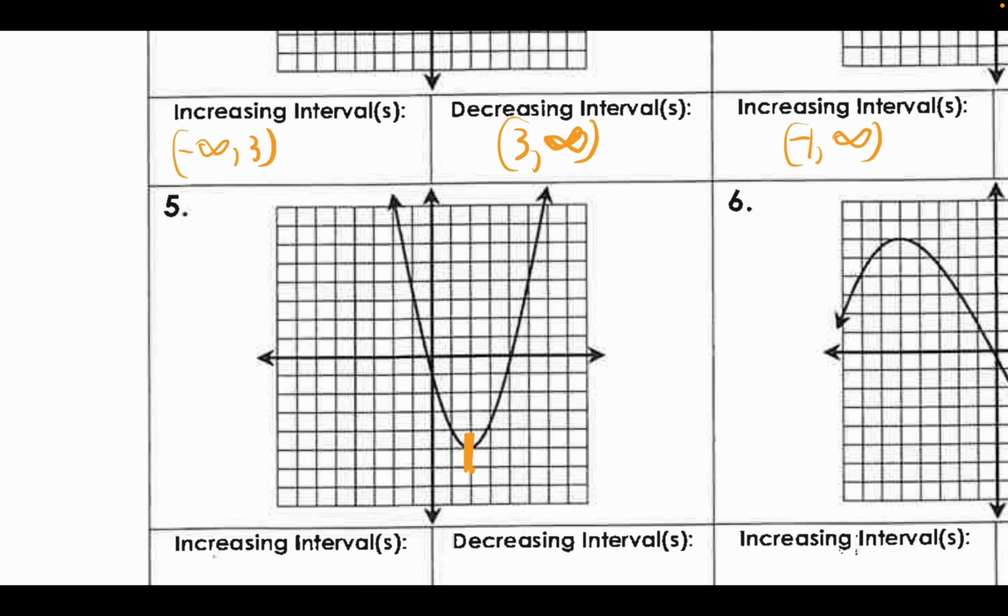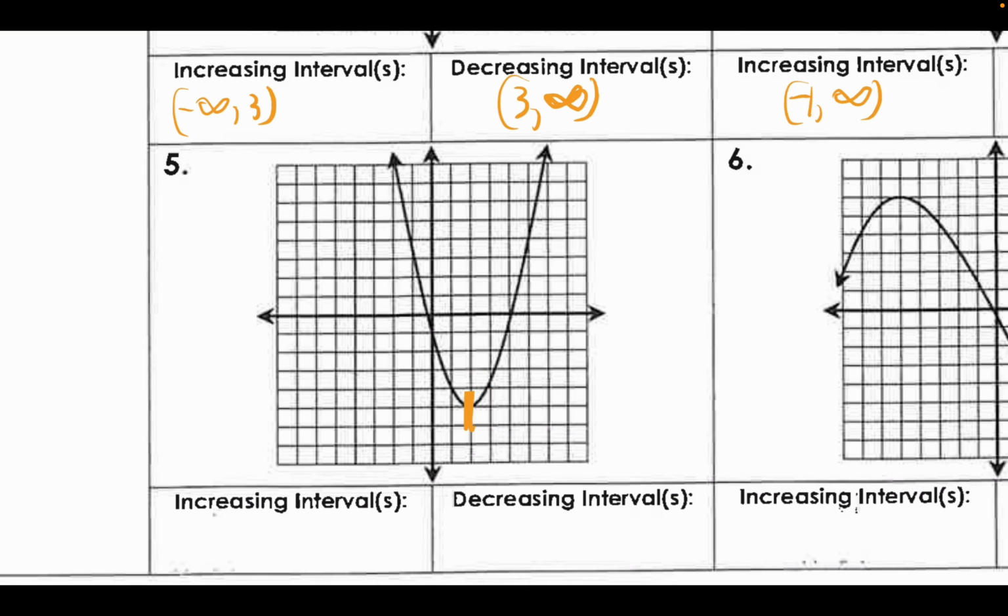Number 5 with the parabola, it'll be the same thing here. We have our vertex right here at the x value of 2. And then from left to right, it is decreasing first and then increasing after the vertex. And so here it'll be the decreasing interval of negative infinity, comma 2. And the increasing interval after that of 2 comma infinity. But at the x value of 2, it's not increasing nor decreasing. It is just the y value of negative 5.